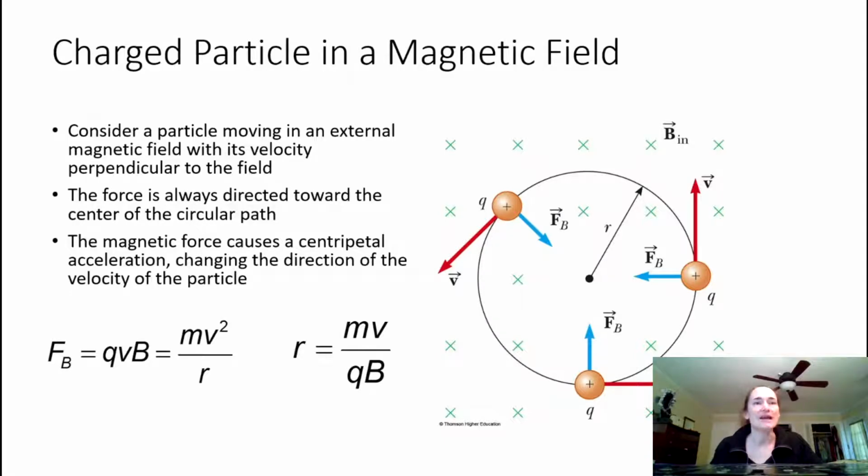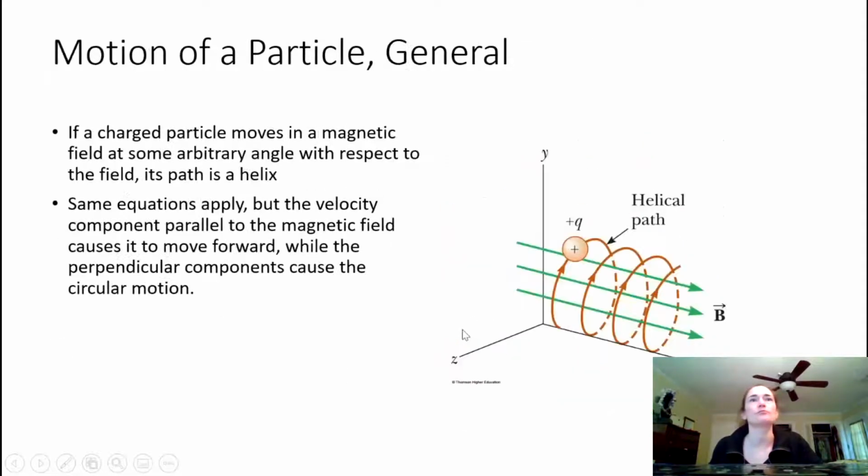So you set the magnitude of your magnetic field force. Remember, the magnitude of a vector cross product is QVB sine of theta, but if you're assuming that it's perpendicular, then the sine of theta portion would go to 1. And so you have QVB is equal to mv squared over r, which is your centripetal force, and then you can solve for the radius. And this is useful in mass spectrometers and devices like that.